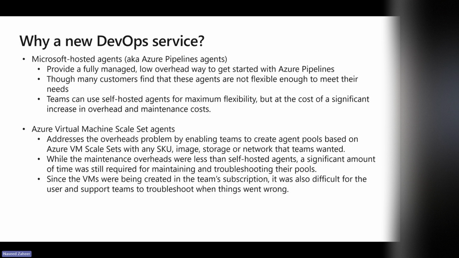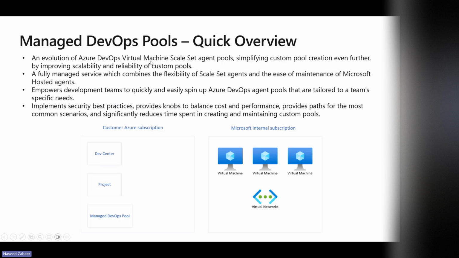If we look at the Azure VM scale set agent, they do address a number of limitations, but at the same time, once again, you have a VM scale set that is deployed inside your virtual network in your subscription, and you are once again responsible for the feeding and caring of that VM scale set. Yes, the overhead is definitely reduced, but it's still there. So that's where these Managed DevOps Pools come into the picture.